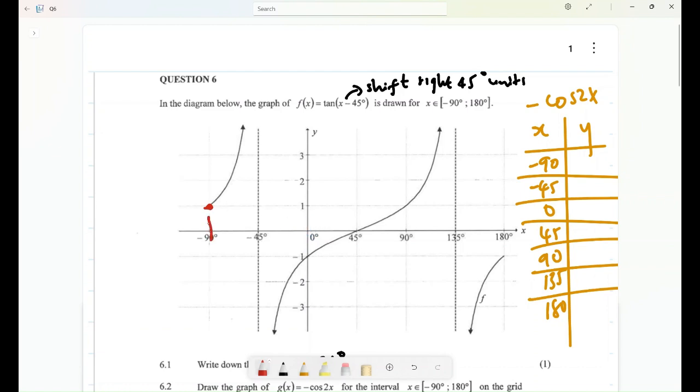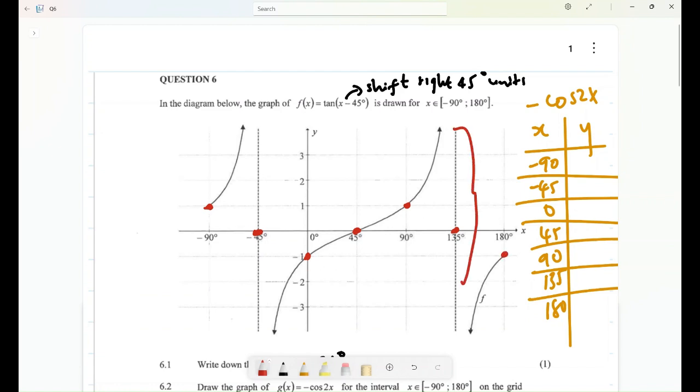Sorry. Negative 90, negative 45, 0 here. Then 0, negative 1 here, yes. Sorry about that. Then when I punch 45, it is 0. Then 90, it should be 1, I believe. Let me just confirm if it is negative 1 or positive 1. Then 135, 0. Okay. And 180, negative 1.